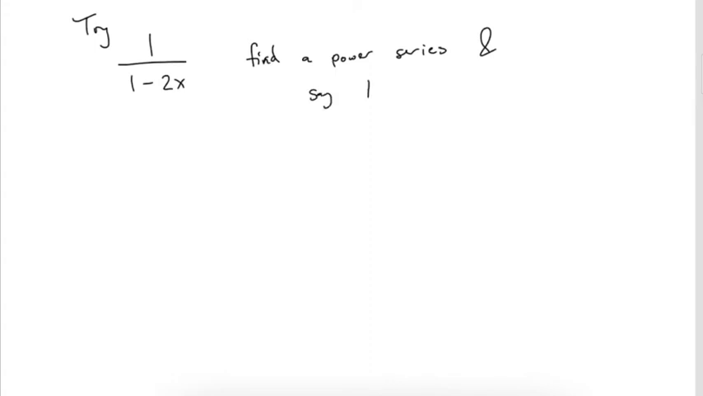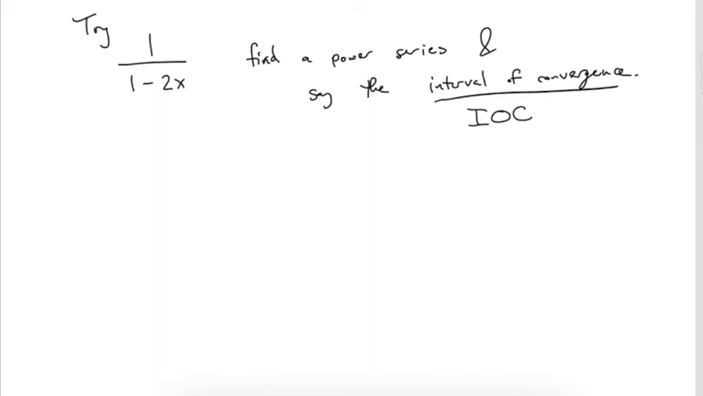How about, let's try 1 over 1 minus 2x. Can I find a power series representation for this? Find a power series and say the interval of convergence. I'm just going to say IOC for interval of convergence, just so I don't have to write that phrase over and over again. Find a power series and say what the interval of convergence is.